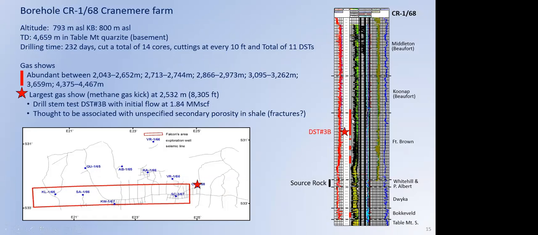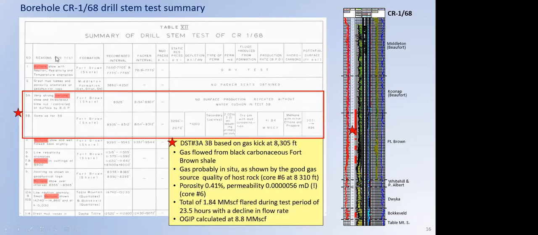What I show for us is the gas shows in Cranemere 1. So in red, in this red vertical, is all these indications of gas, the presence of gas in this well. There was a kick, so much so, I'll show you later on the excitement when this kick happened. But in short, they went back and they tried to do drill stem tests, of which they had one successful one.